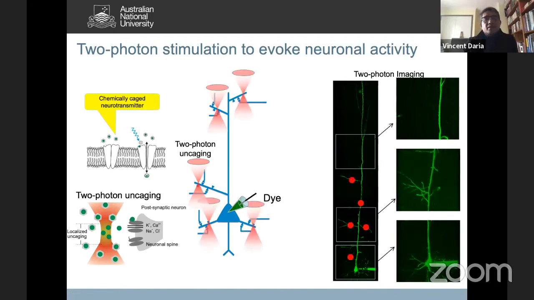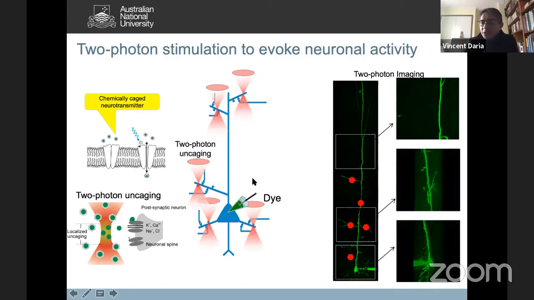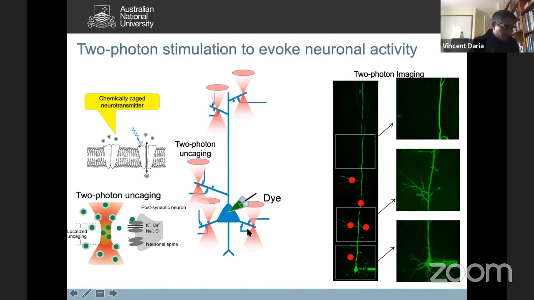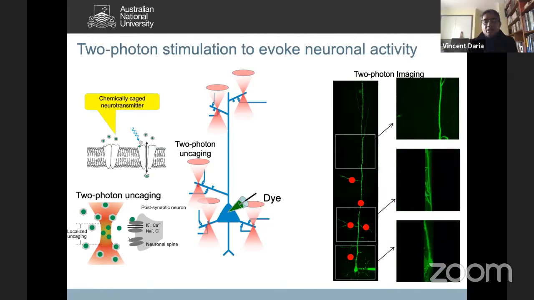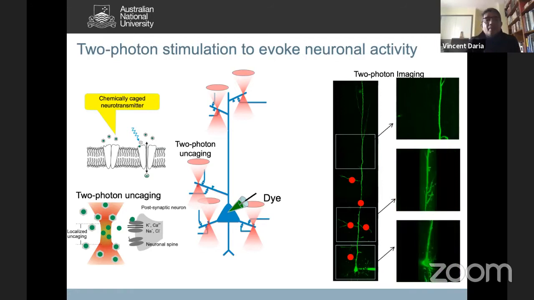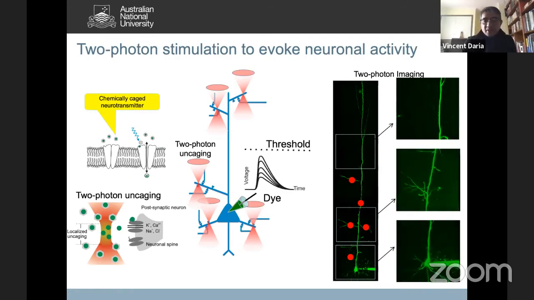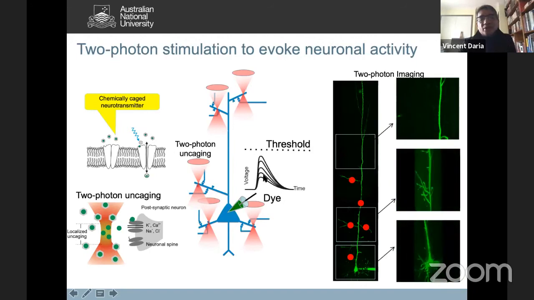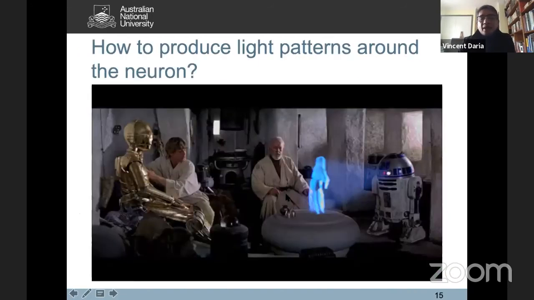Since neurons receive multiple inputs, it'll be nice to have multiple spots around the neuron. And how do we do that? Okay, and this is where I come from. My expertise in holography and optics brought me to the field of neuroscience. And in fact, when you have most of these inputs, then you can record the activity of the neuron as a function of time. All right, so how do we do the multiple spots across the neuron?